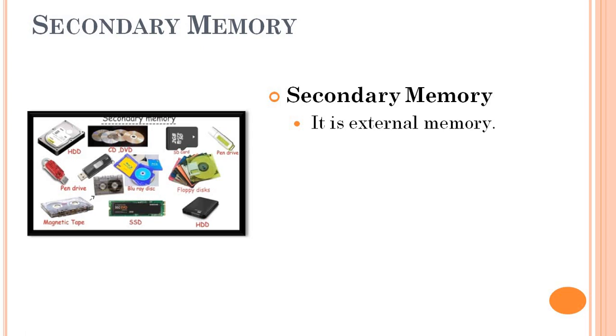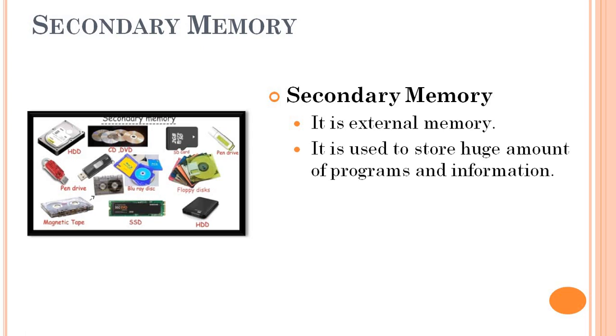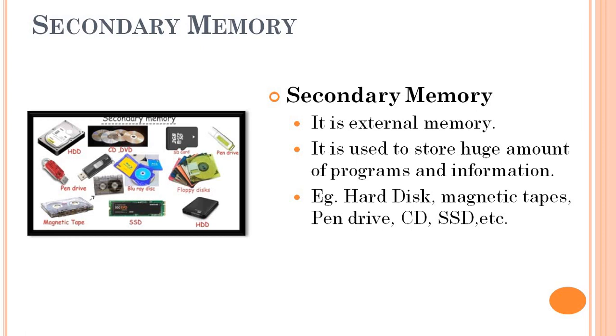It is external memory. It is used to store huge amount of programs and information. So any different software that we are saving, the information that we are saving, all of these are stored in the secondary memory. Example, hard disk, magnetic tapes, pen drives, CD, SSD, optical disc, all these are examples of secondary memory. The examples of secondary memory can be asked for MCQ, 2 correct or 3 correct.